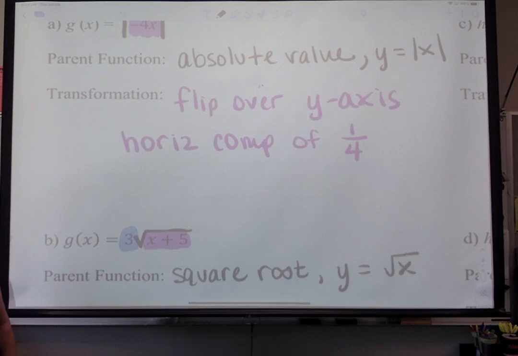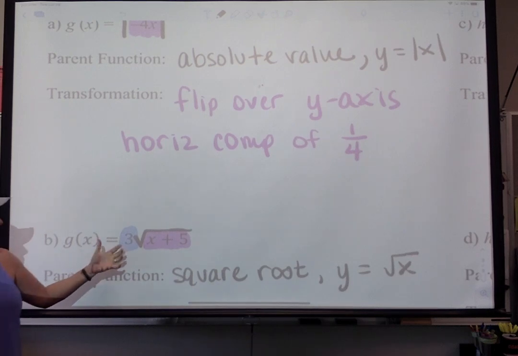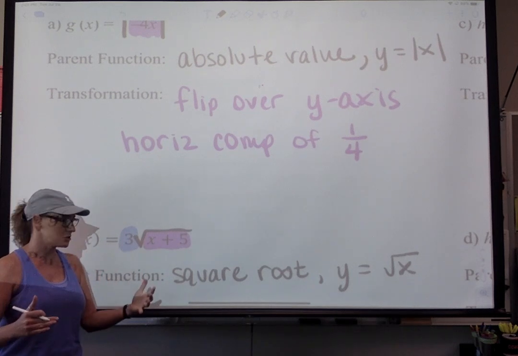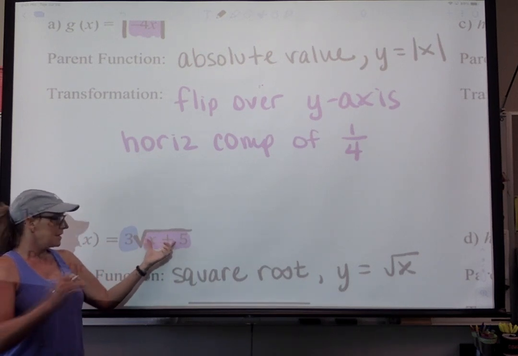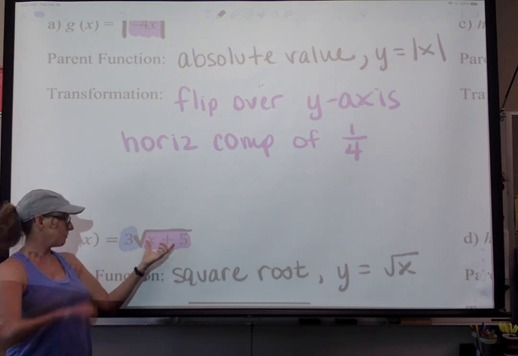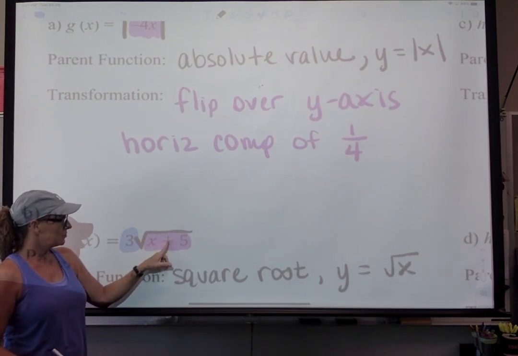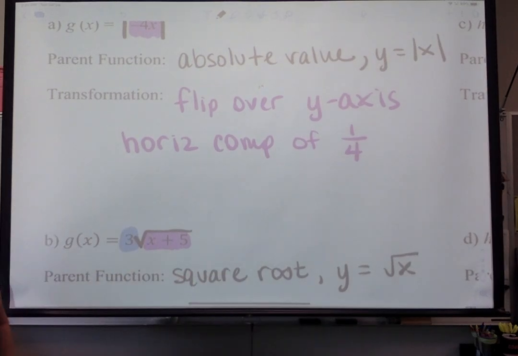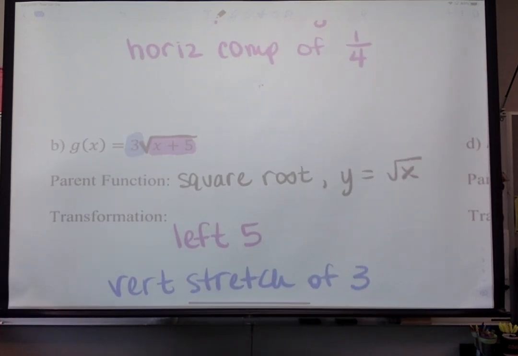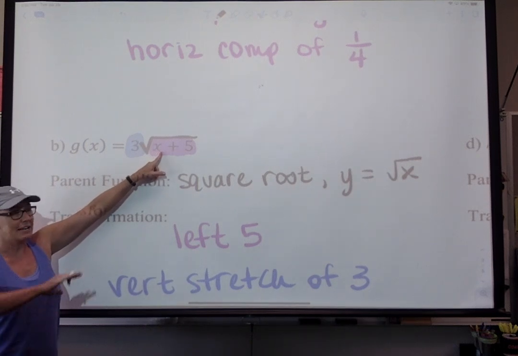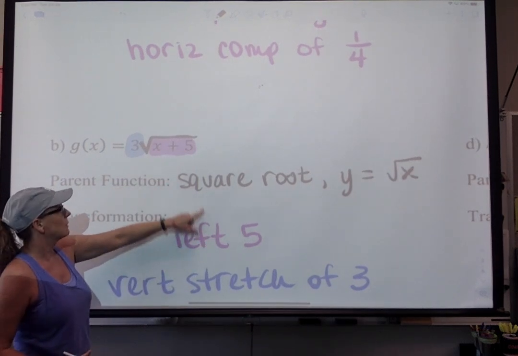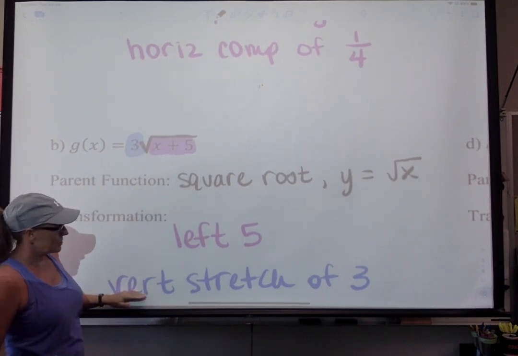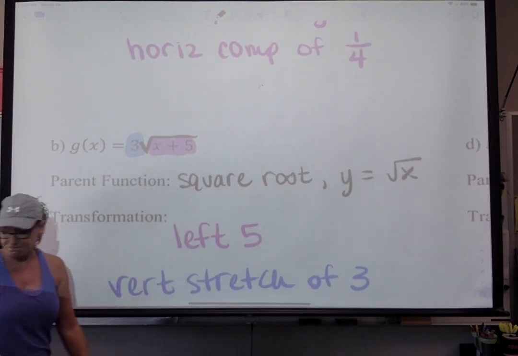There is something I need to tell you. Okay, so what we're going to do, horizontal first. Horizontal always comes first. So think pink. We're going to do pink first. Backwards from what you think, this is going to be left 5. Pink first. Take care of all the transformations. There was only that one. Now you can start on the blue, and the only blue transformation is a vertical stretch of 3.